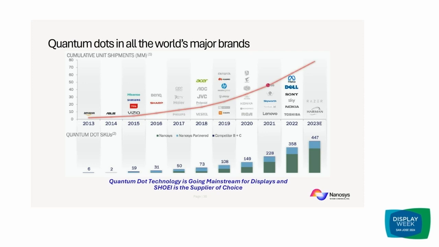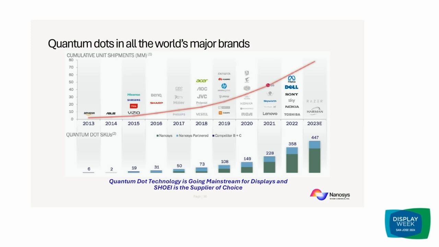So at this point, since 2023, starting with that Amazon Kindle Fire, basically all of the world's major brands have adopted quantum dots into some part of their lineup. So from 2013 to today, all of these different brands have launched product SKUs. And if you look at the total shipments, this is now greater than 70 million units of quantum dot containing displays that are out there.